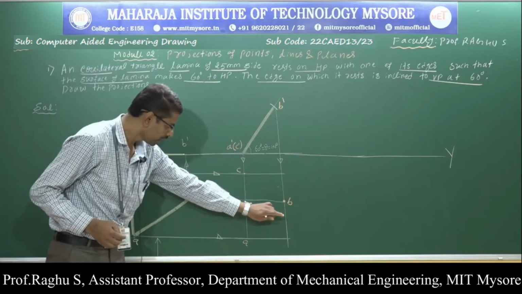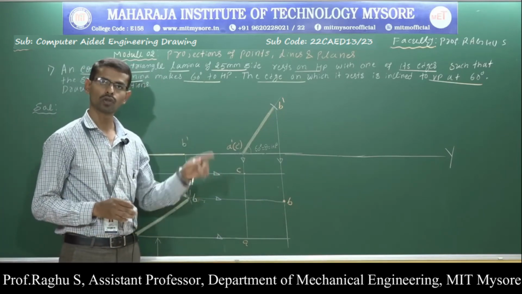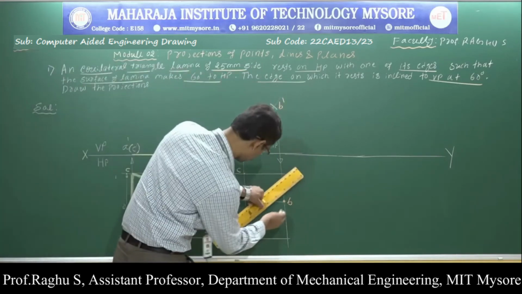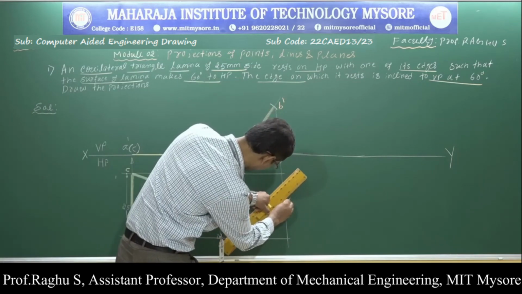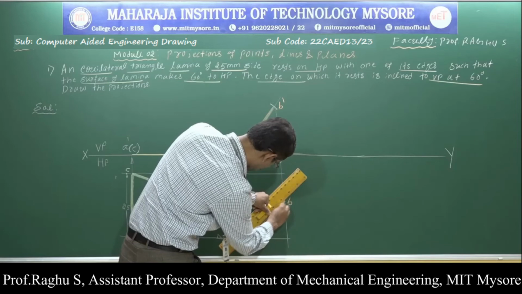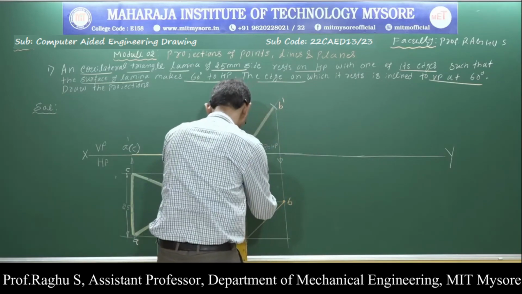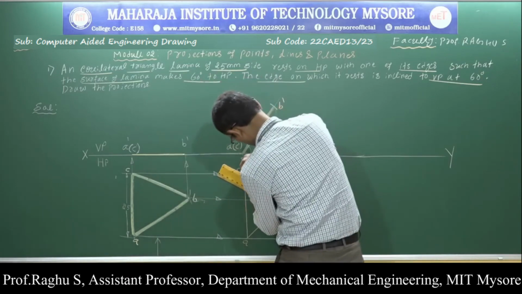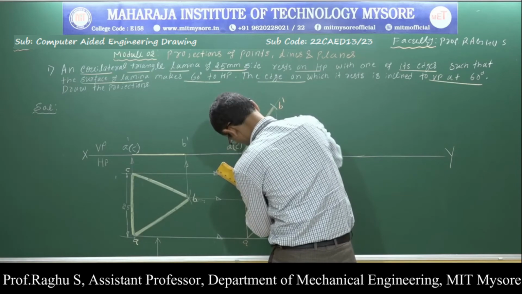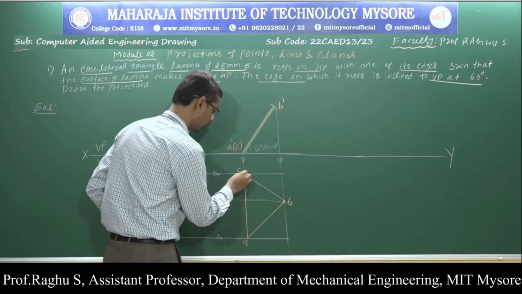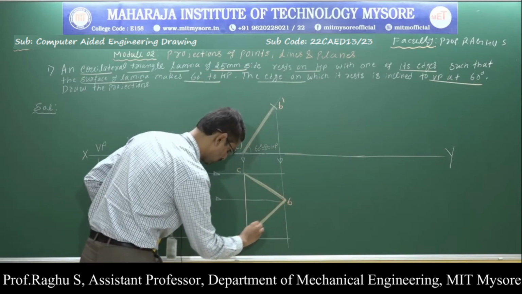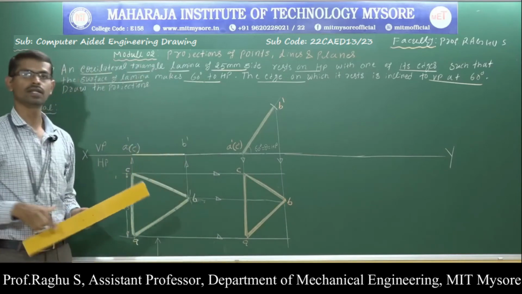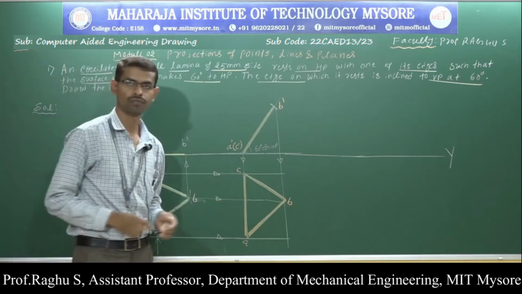Now, connect all three corners. So, we will get the triangle lamina. Using dark lines, connect all three corners. Now, I have completed the second position, top view.